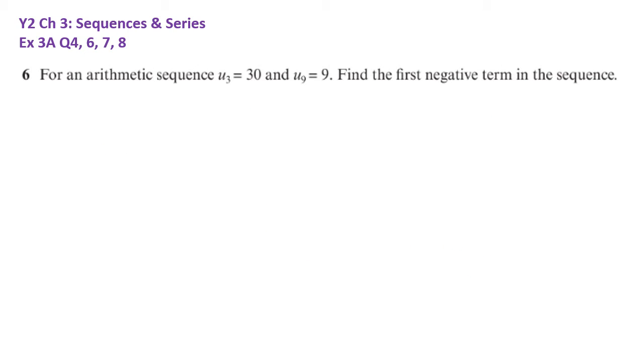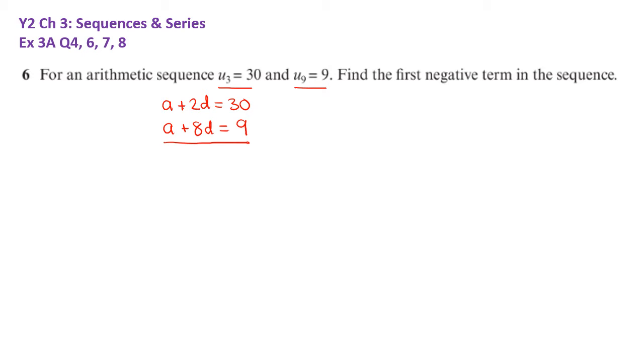So again, a really common question. We're given two different terms in the sequence, and then we're asked to find some more information. Our first step is to translate these into equations involving a and d. So for our third term being 30, our third term is a plus 2d, that equals 30, and then our ninth term is a plus 8d equals 9. It's always going to have this format.